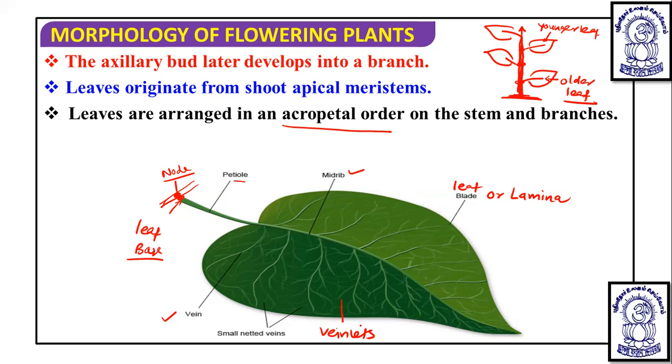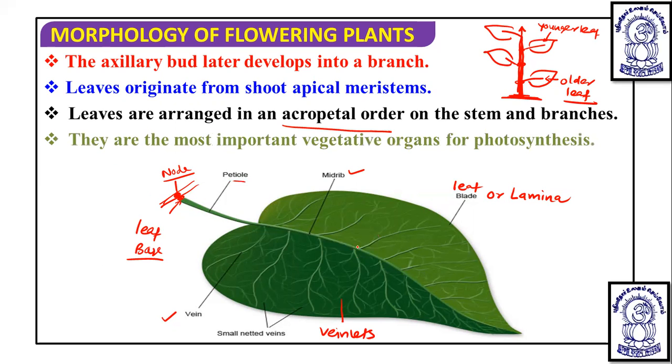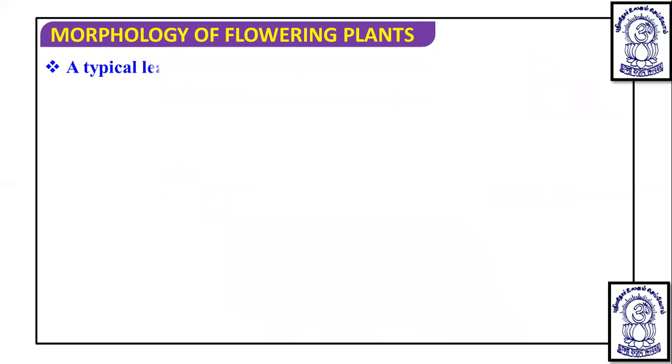Through the leaf base, it is attached to the stem, but the petiole is flexible. That you should remember. Petiole is flexible, and due to the flexibility of this petiole, the leaf has the ability to flutter according to the direction of the wind. And leaves are the most important vegetative organ for photosynthesis. Photosynthesis is mainly carried out by the leaf.